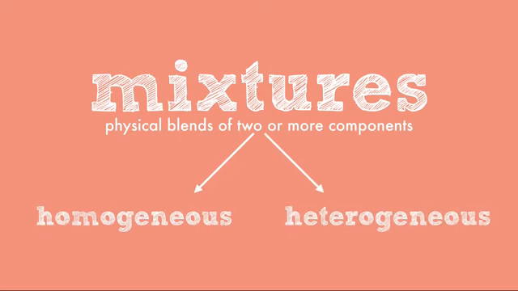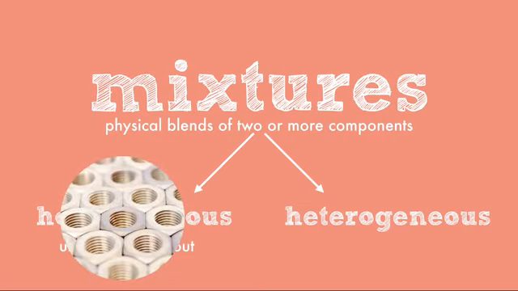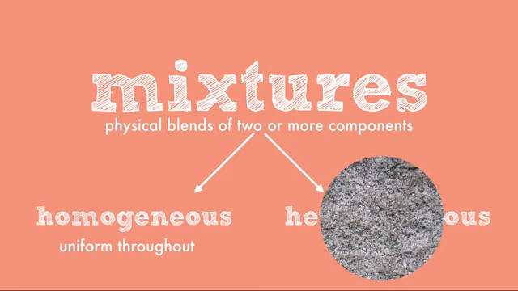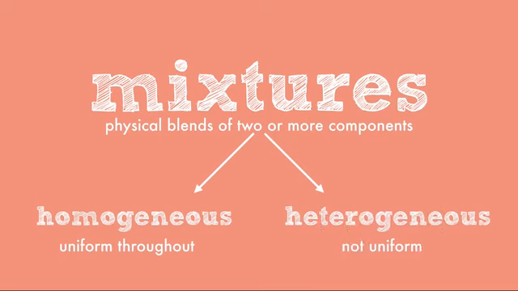Homo means same, so homogeneous mixtures are uniform and smooth throughout, like air, steel, or milk. Hetero means different, so heterogeneous mixtures are not uniform. In fact, they might be spotted or chunky like this granite, or hardly even mixed at all like oil and water in salad dressing. Homogeneous mixtures have one phase, meaning you can only see one thing. Heterogeneous mixtures have two or more phases, meaning there are more things you can see in the mixture.